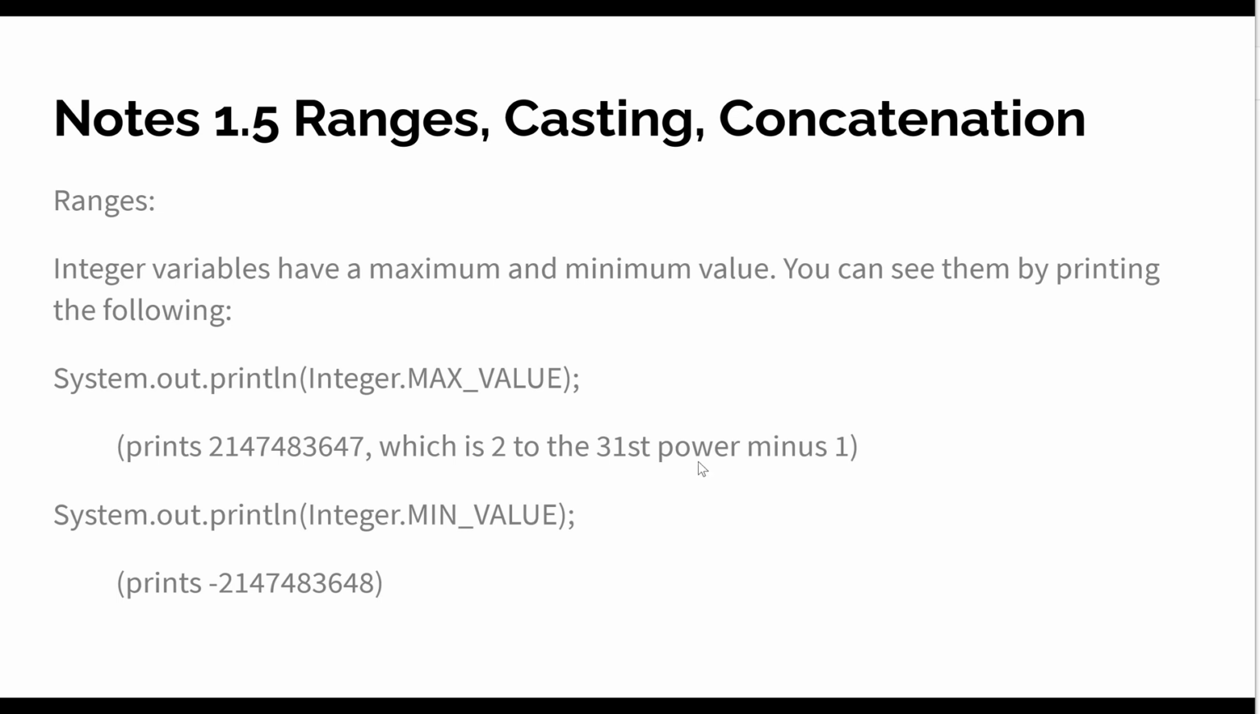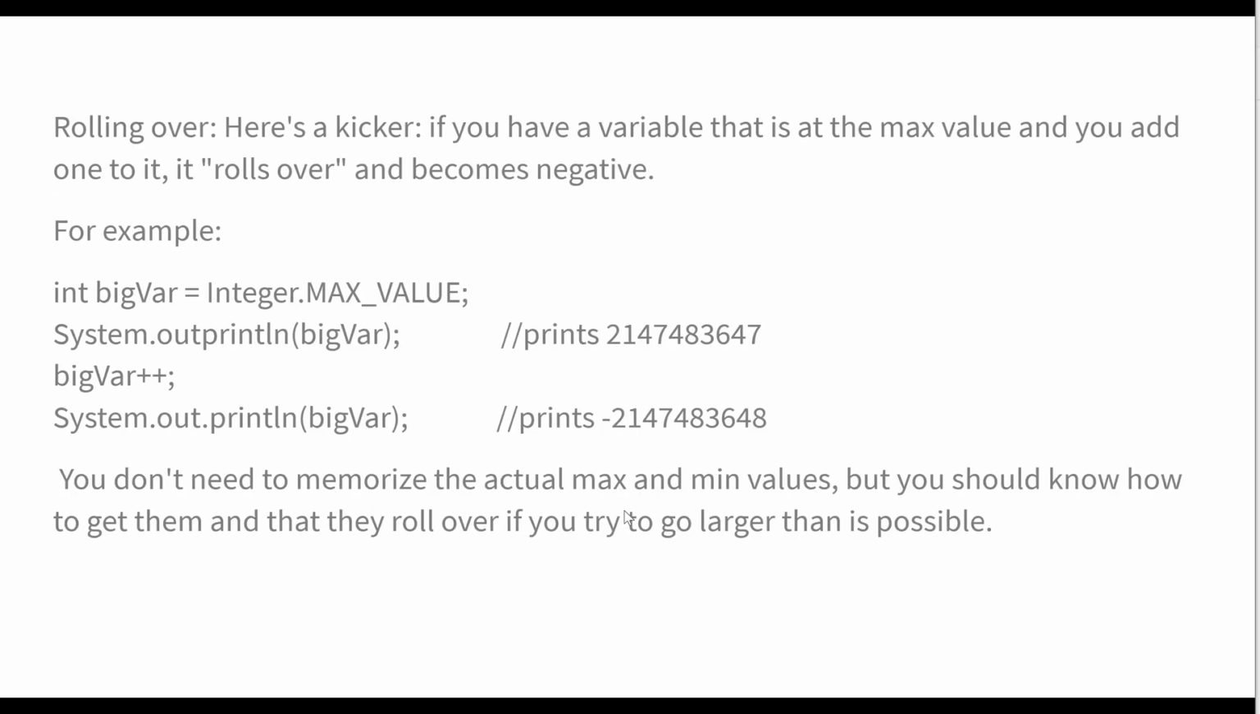Crazy. You don't have to have those values memorized, but you do need to have memorized Integer.MAX_VALUE and Integer.MIN_VALUE. And you need to know that integer variables have a maximum value they can hold and a minimum value they can hold. Doubles, by the way, have maximums and minimums that are just so big that it doesn't really matter. We don't need to worry about that.